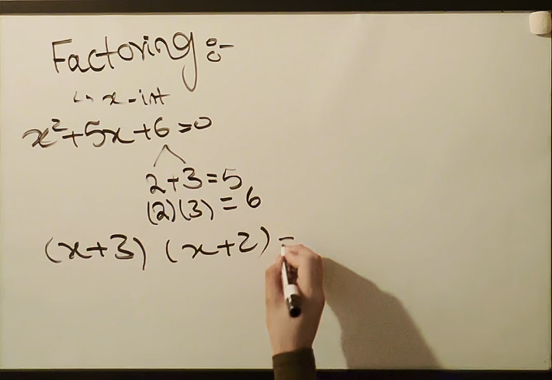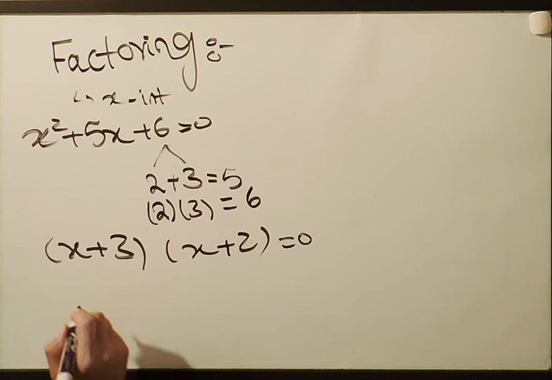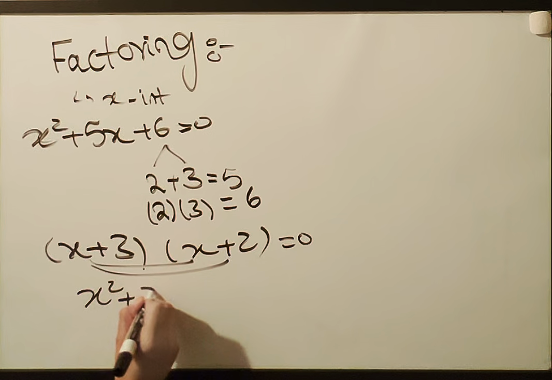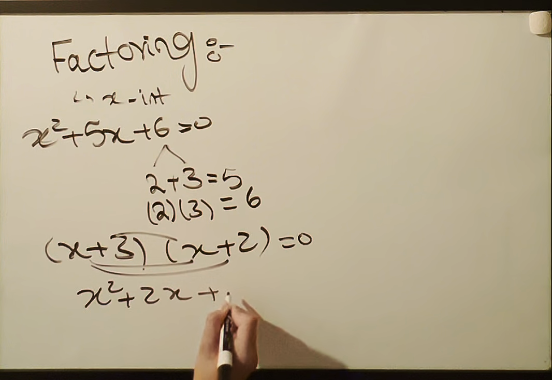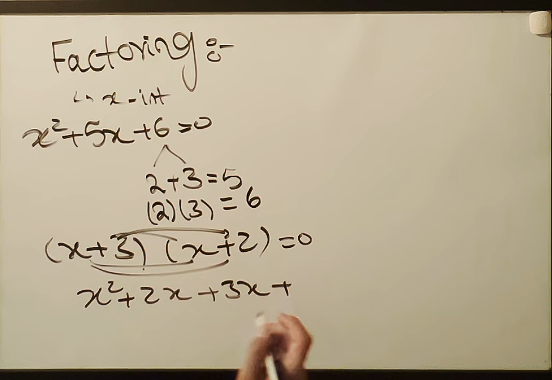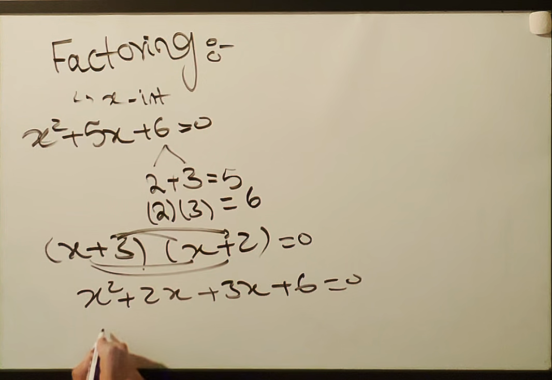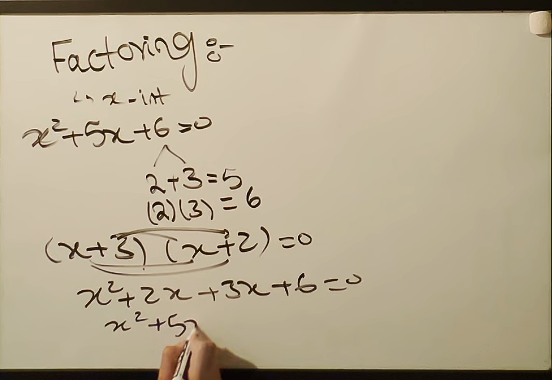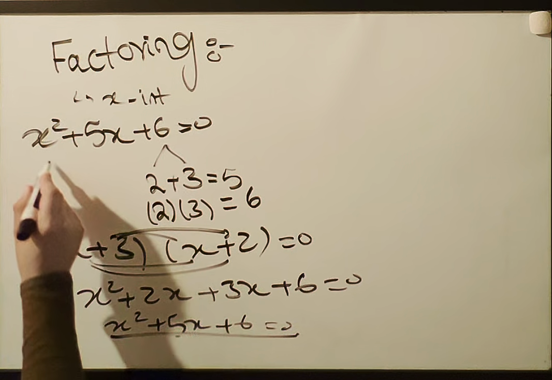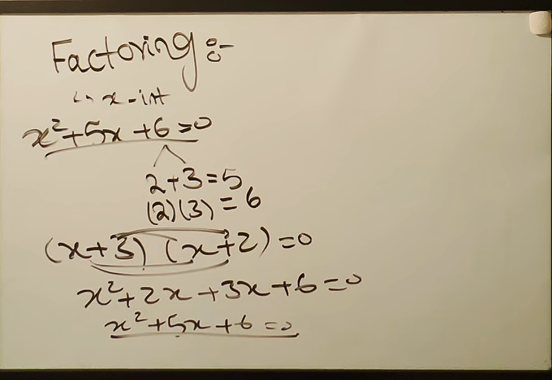Now if we distribute this, we get x squared plus 2x plus 3x plus 3 times 2, which is 6, equals 0. X squared plus 5x plus 6, since they have the same powers, I can add them up, equals 0. And you can see that these two are equal to each other.